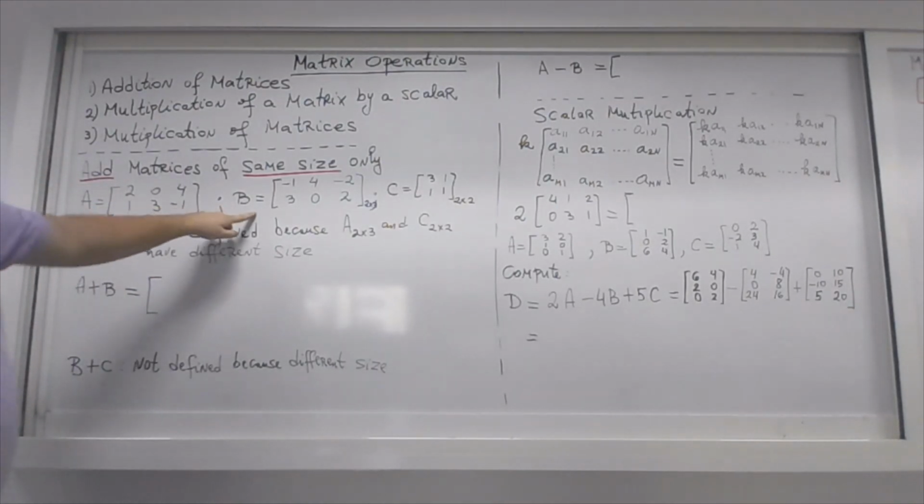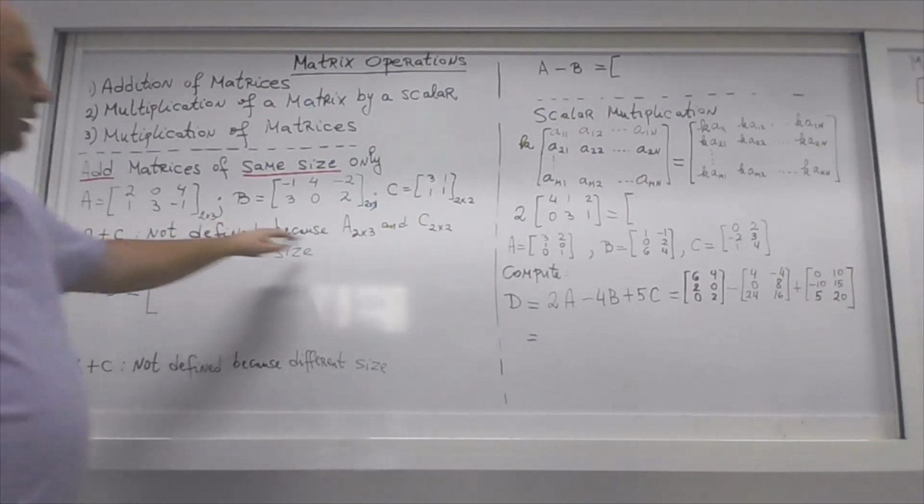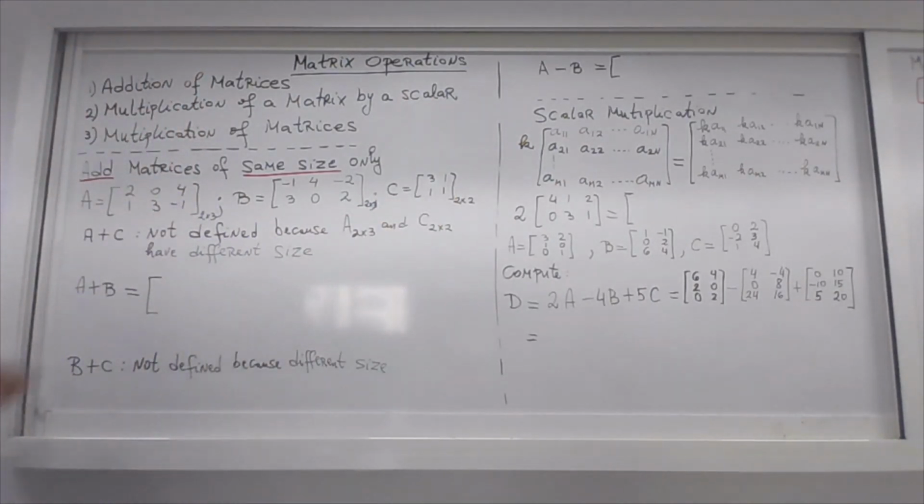So I can add A and B, but I cannot add A and C because the size of A is 2 by 3 and the size of C is 2 by 2. They don't have the same size, so I cannot add them together. The same for B and C. So this addition or subtraction is not defined. Here also I cannot add nor subtract A and C because the size is not the same. Now, fortunately, I have A and B of the same size, 2 by 3 both of them, and I can add them or subtract them. So how do I do that?